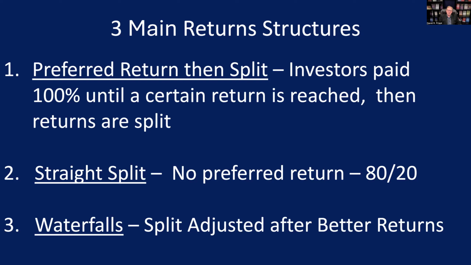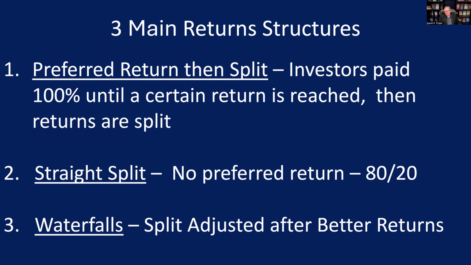And then waterfalls. This is just when the split's adjusted after better returns. So straight split, it could be we're doing 80-20, but then after, I'd say a 20% return, it goes to a better split for the partners. Okay. So you could also, on the preferred return, you've got an 8% preferred, a 70-30, and then after a 20% return, the split goes from 70-30 to 50-50. It could be the same thing on the straight split. After 20% returns, 50-50. So the partners are generally getting a better deal. They're getting a bonus for performance.